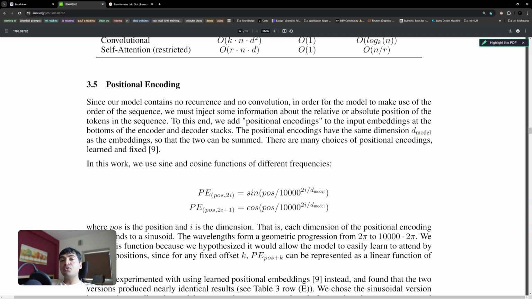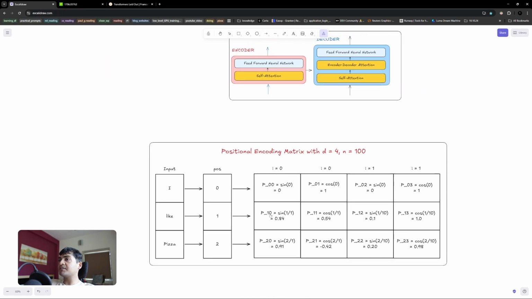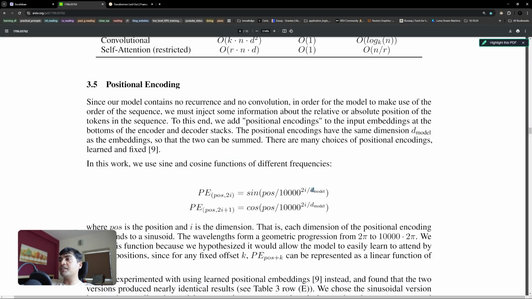10,000 is a value calculated experimentally. It's a constant, so we can just call it n. And d model is the dimension of the embedding model that you're using. So if we simplify this and use something like d equal to 4 and n equal to 100, so over here this d is equal to 4 and n is equal to 100, and using that, if we try to calculate the positional encoding, it will make more sense.